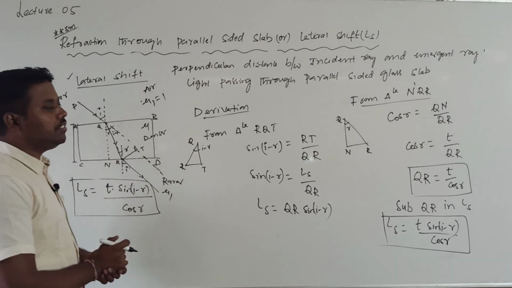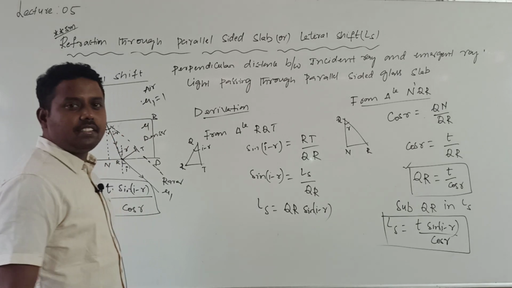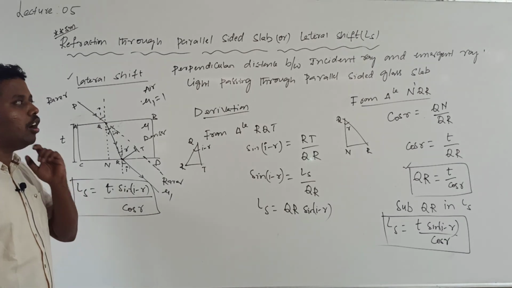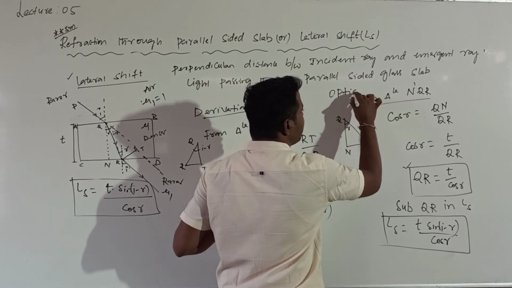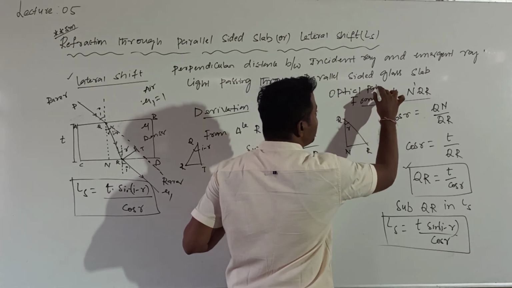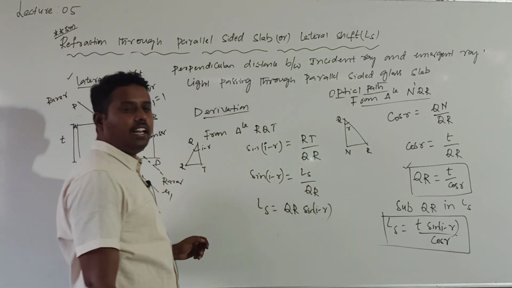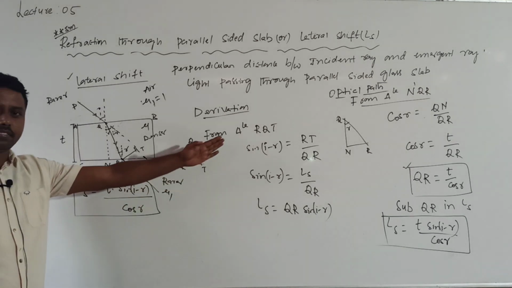Even in this lateral shift, this point is also very important for us. What is the distance travelled by the light in a glass slab? That is given by QR. This distance is called the optical path. If T is the distance travelled by the light in air, the distance travelled by the light in the glass slab is given by the formula T by cos R.